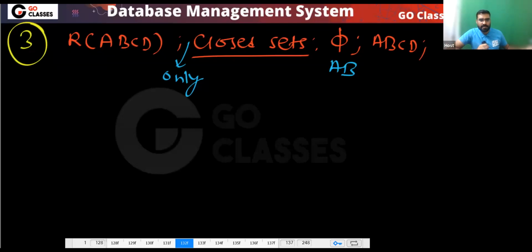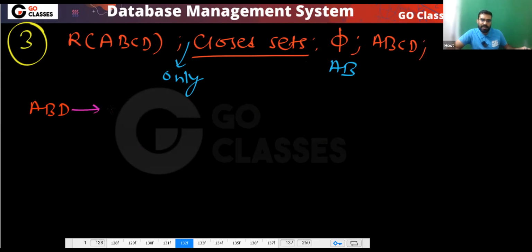Okay, let's see this. So these are the closed sets: AB, ABCD, and phi. This is another very interesting question. First of all, is ABD closed? You tell me. No, this is not closed. The question is saying only these are the closed sets. So ABD is not closed.